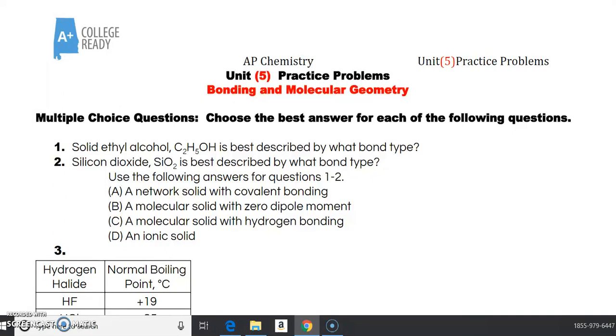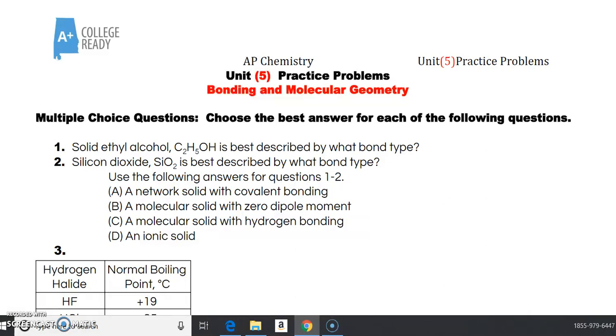Unit 5, Bonding and Molecular Geometry. This is the last unit of Semester 1, and this is 30 multiple choice questions that are from previous AP exams. So teachers, please feel free to change these questions into free response questions for practice for your students.